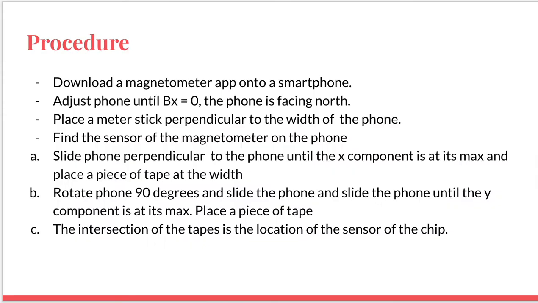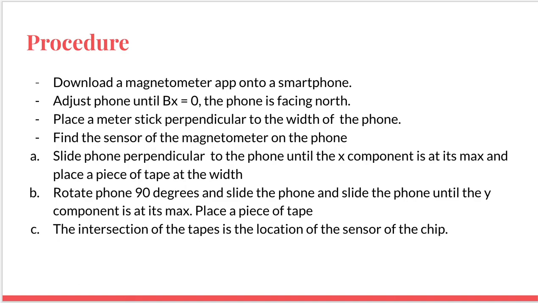So the experiment itself is done by first downloading a magnetometer app on your smartphone. Then you adjust the phone until Bx is 0, and that means that the phone is facing north. Then you place a meter stick perpendicular to the width of the phone, and then you find the sensor of the magnetometer on the phone. This is done by first sliding the phone perpendicular until the X component is at its max, and then you place a piece of tape at that width.